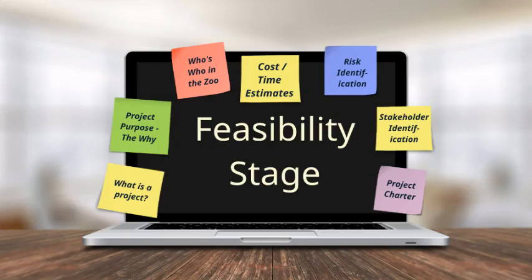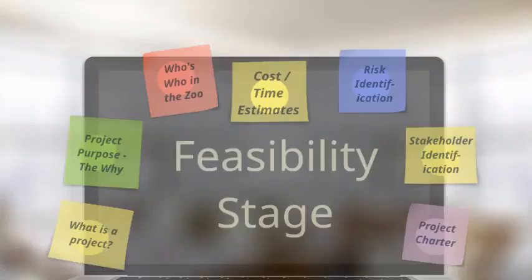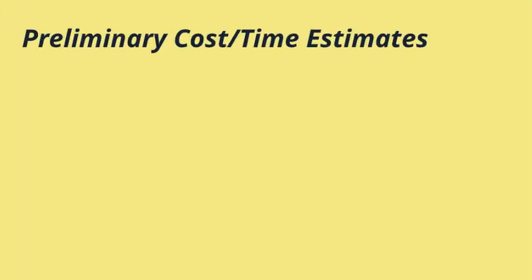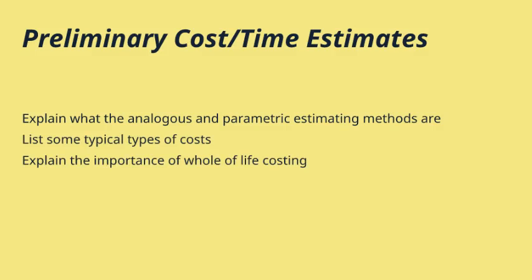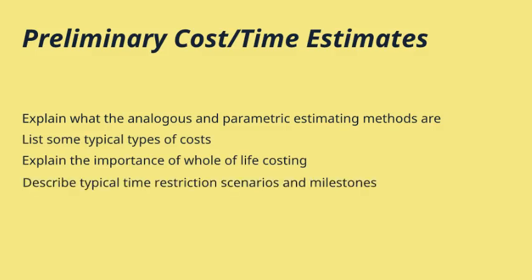Today we're looking at preliminary cost and time estimates and how these can be done early on in a project when you don't really have all that much information yet. By the end of this topic, you will be able to explain what the analogous and parametric estimating methods are, list some typical types of costs, explain the importance of whole-of-life costing, and describe typical time restriction scenarios and milestones.